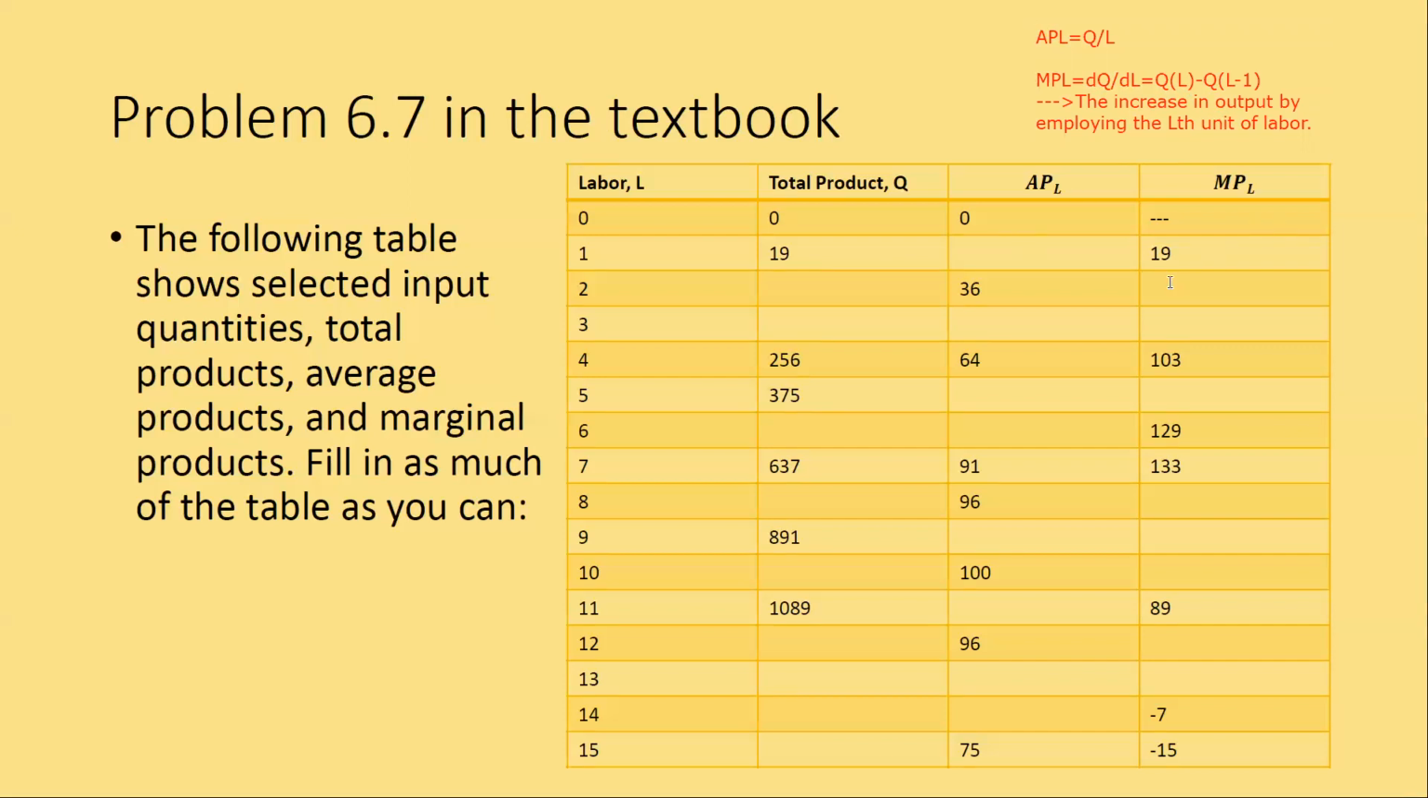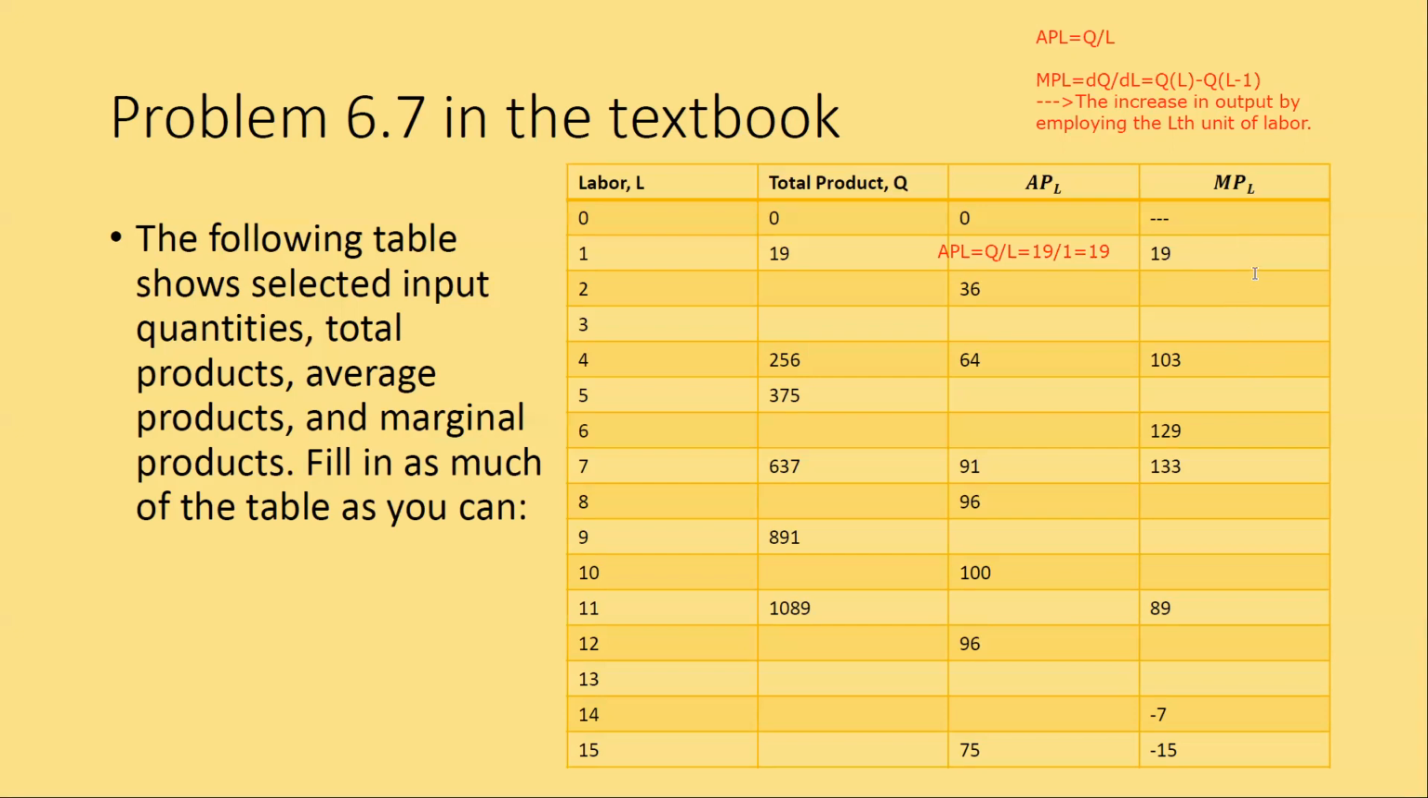And we have a whole bunch of empty cells. Let's start from top to bottom. The first cell I will fill in is the one on the third row. To fill in this cell, we can directly apply the formula of APL. APL is the total output divided by L. We are given that we produce 19 units in total by employing 1 unit of labor. Therefore, the average product of labor is 19 when we employ 1 unit of labor.